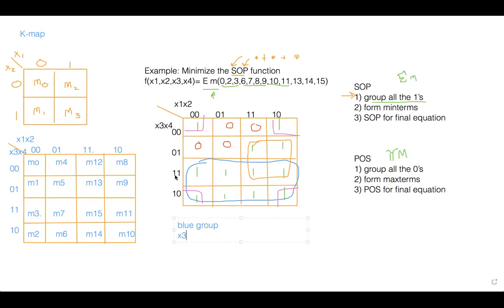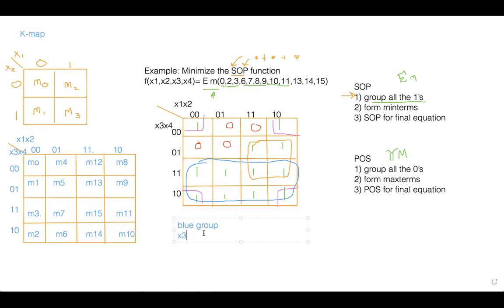So here, the x3 term is 1 for both, so it stays the same. x4 is 1 here, but it's 0 here, so it changes. We don't include it. Here we have the x1, it goes 0 and 1 within that blue grouping, so it changes. And then the x2 goes from 0 to 1 as well. So that changes. So the only one that stays the same is x3.